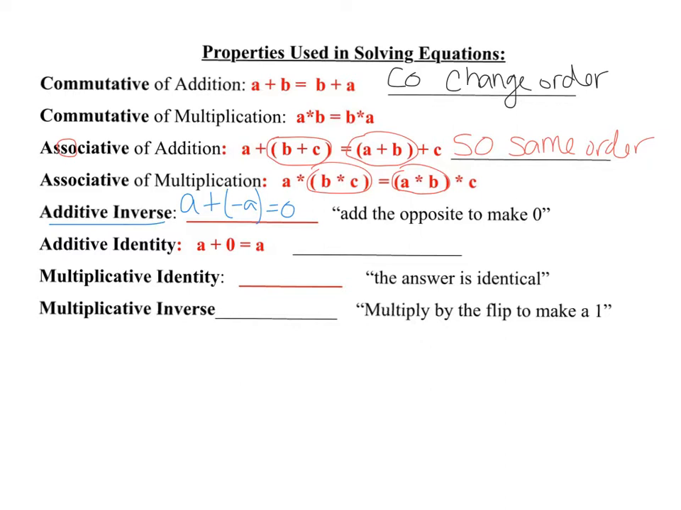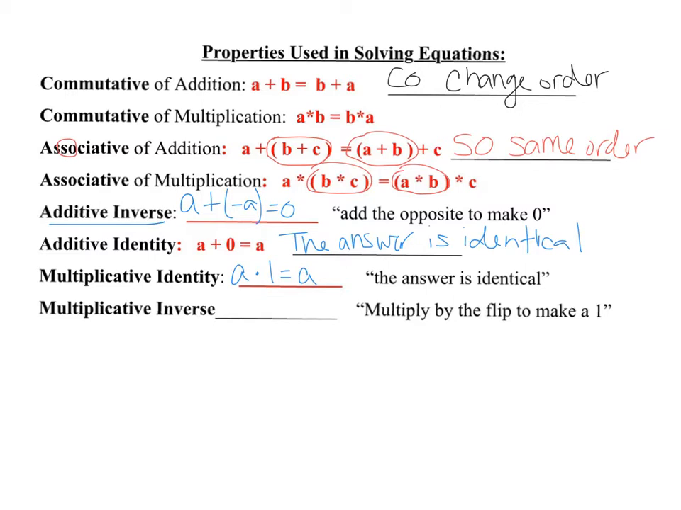The additive identity. A plus 0 equals a. The answer is identical. We don't use this guy too often. Multiplicative identity is similar to a plus 0, but it's a times 1 equals a. The answer is identical.